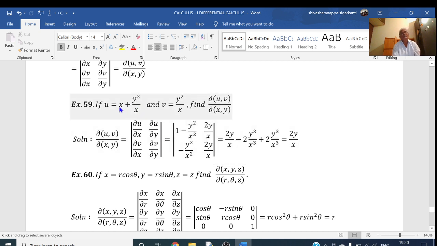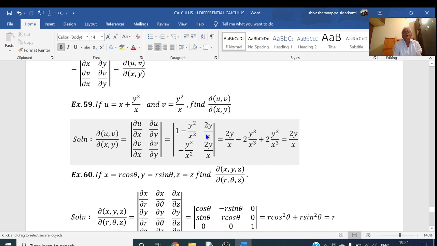∂u/∂y. Differentiating this with respect to y, x derivative is 1, x derivative is 0, plus. We are differentiating with respect to y, so therefore x derivative is 0. 1 by x is a constant quantity, y square derivative is 2y. That means 2y by x. So this is our 2y by x.